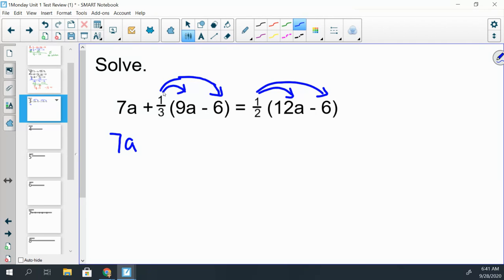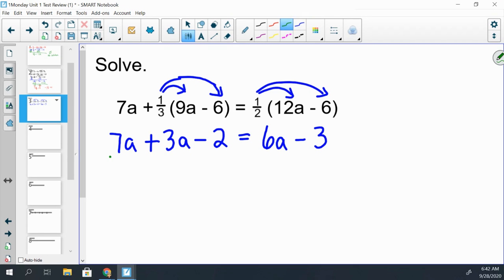So we have 7a there, and then we're going to take 1/3 times 9. 1/3 times 9 is just going to be a plus 3a. And you could plug that into Desmos, or if you think 1/3 of something, you're really dividing it by 3. So a minus 2 here, because 1/3 times 6, you'd have 6 divided by 3, which is -2. Or plug it into Desmos. And then on the right-hand side, we have 1/2 of 12a to get 6a. And 1/2 of -6 to get -3.